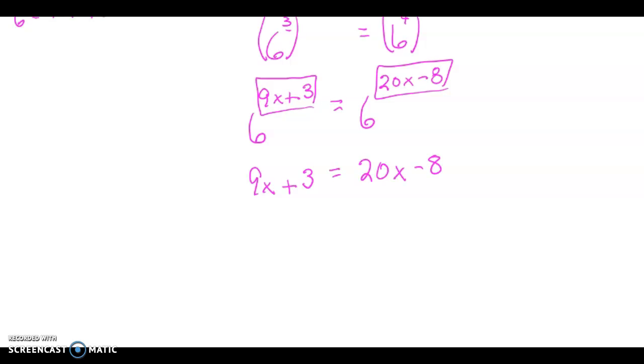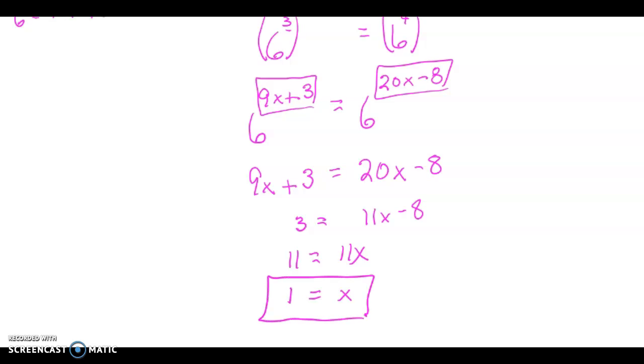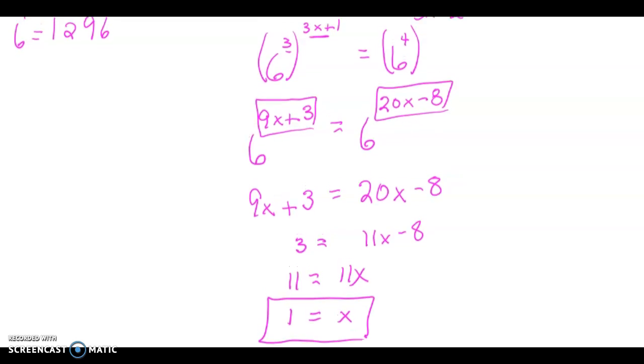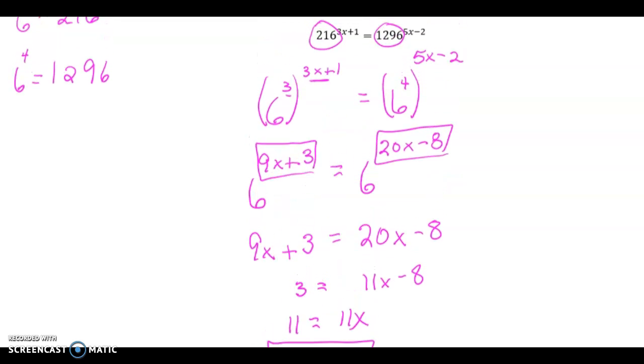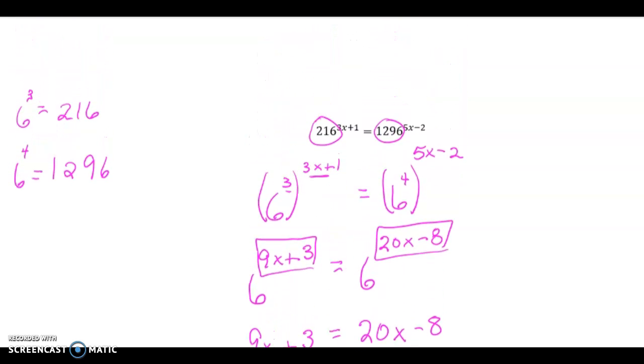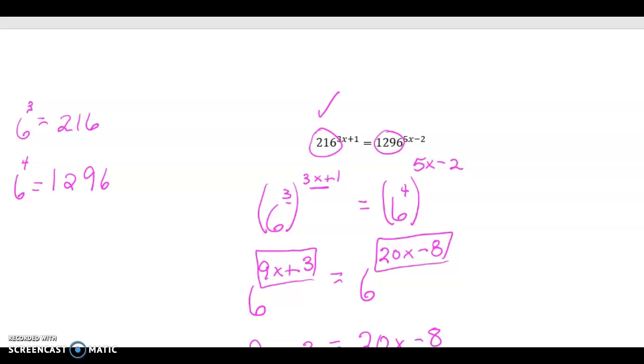And now we simply solve. Subtract 9x from both sides, so we have 3 equals 11x minus 8, add 8, and we get 11 equals 11x. Whoa, I just made this problem up, and look at that, x equals 1. I totally made this problem up. Anyway, you can always check your answers by plugging them into the original problem, and the left side will always equal the right side if you've got the correct answer.